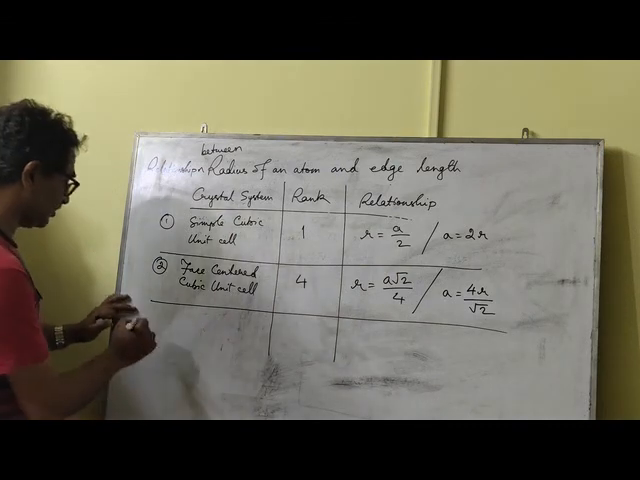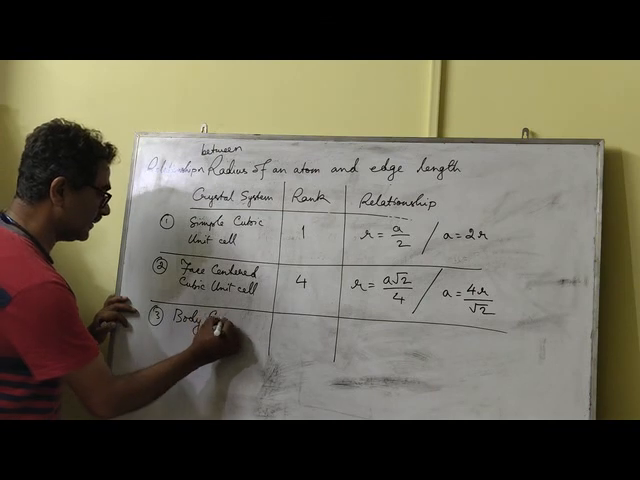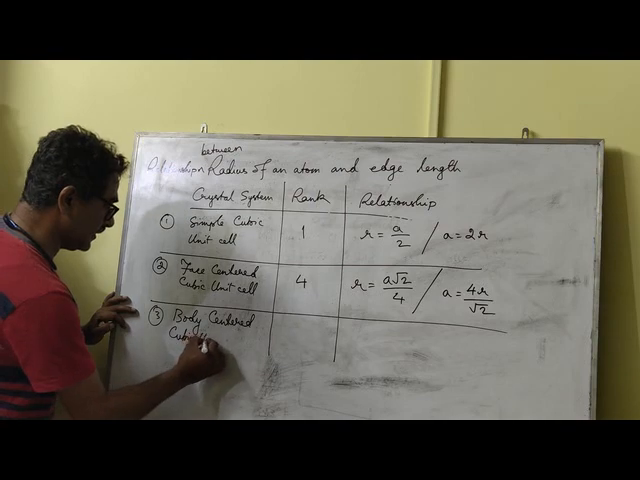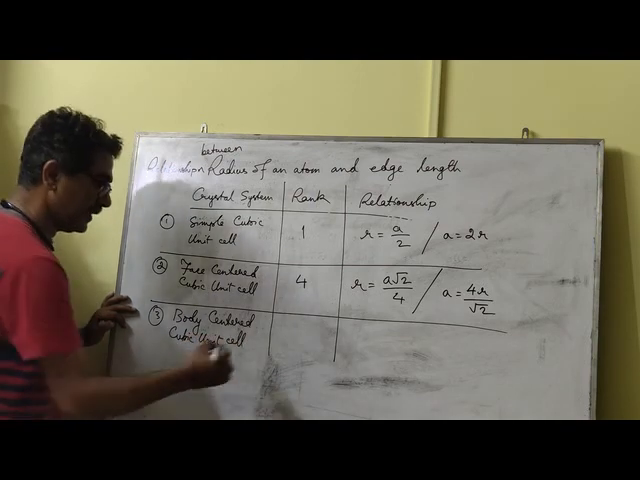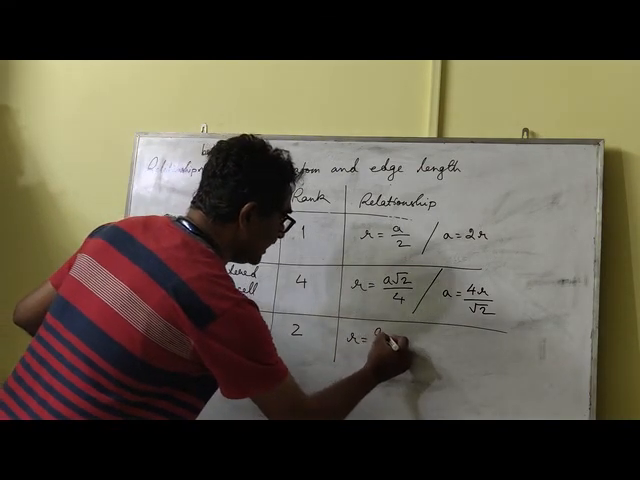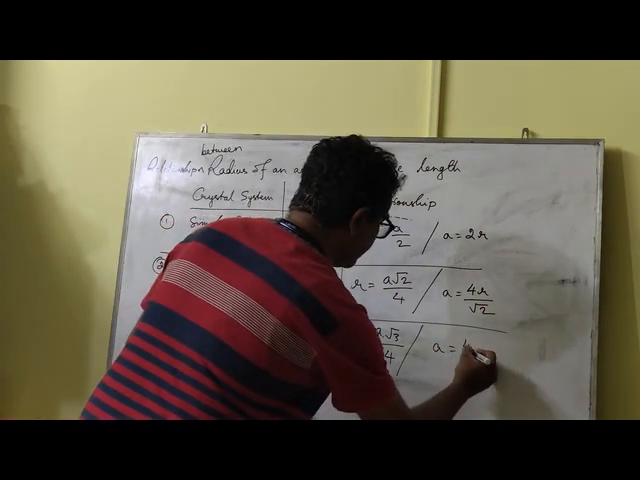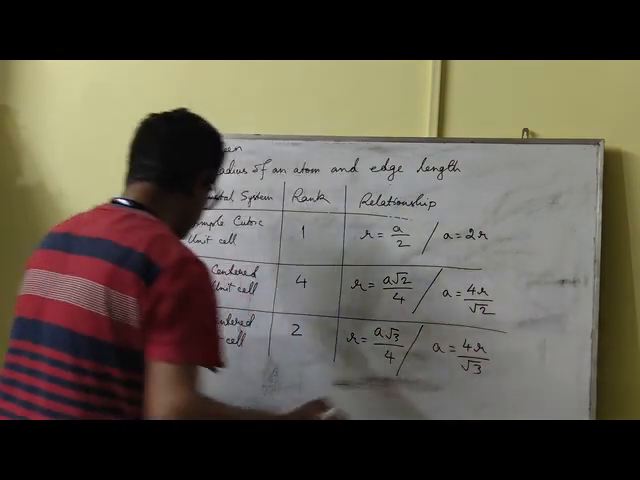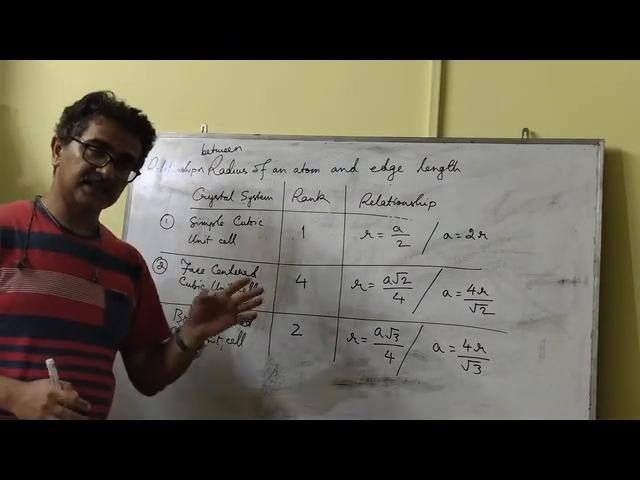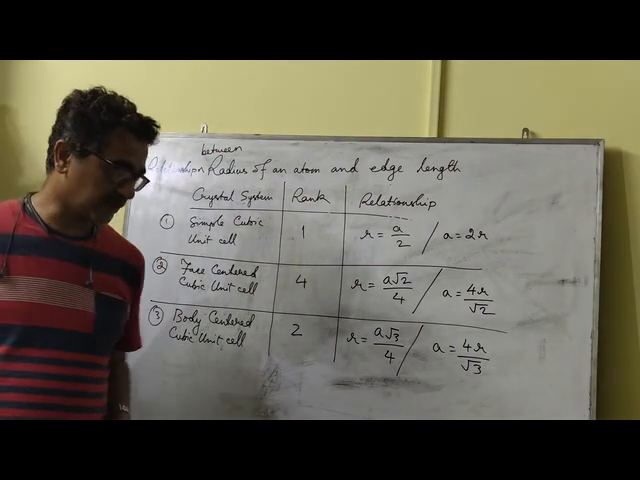And finally, we are going to learn about the body-centered cubic unit cell. The rank is 2, obviously, and radius is a root 3 by 4. Very simple to remember. Or with respect to a, a is equal to 4r by root 3. Now students, please remember, you need to learn this table by heart, because this is the basis of all the calculations which we are going to learn in the next part of this lesson.